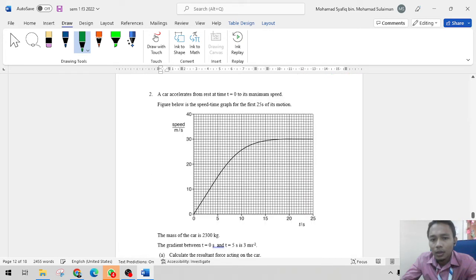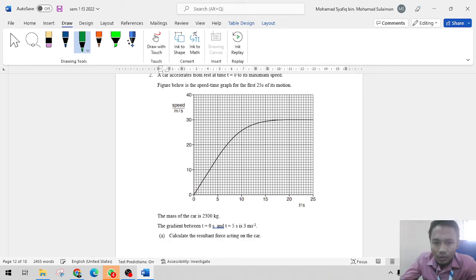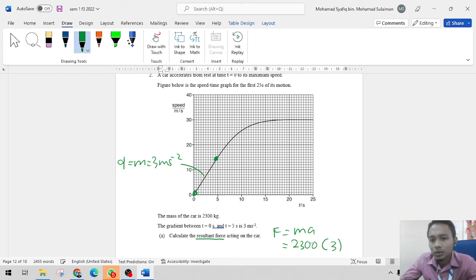See? So speed time graph. So it gives us the gradient from 0 until 5. So from here to here, the gradient is 3 meter per second per second. Gradient here is equal to acceleration. So resultant force F equal to ma. So mass is 2300, a is 3. Okay, so that gives us the force.